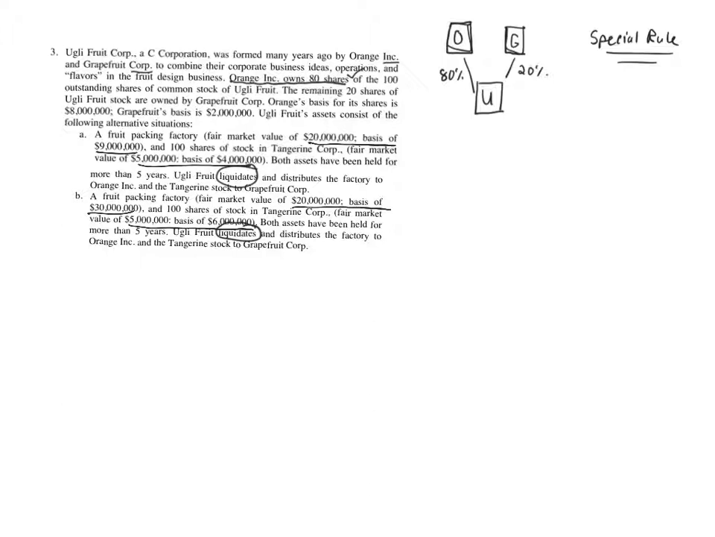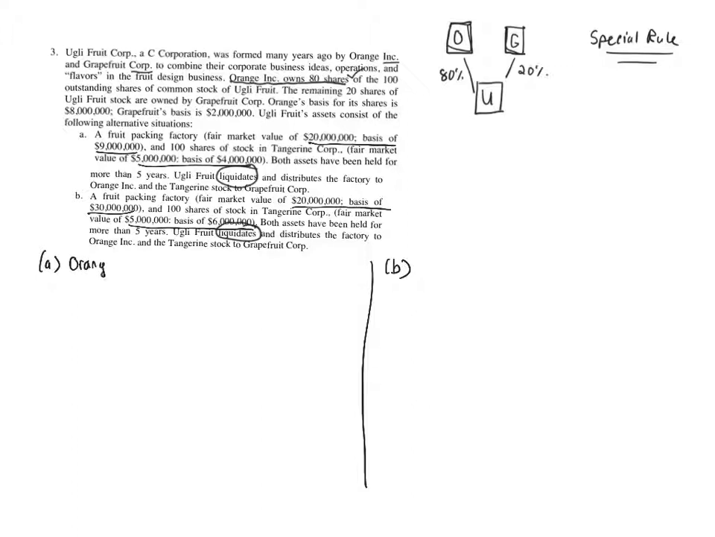Okay? So again, we have to do this in looking at the three different owners. We've got the parent, which is orange. That's what we usually start with. That's easiest. We've got the minority shareholder, grapefruit, and then we've got the subsidiary. And we do that one last. Let's go ahead and do this. What I like to do is break it up like this. Let's start with the parent, orange.